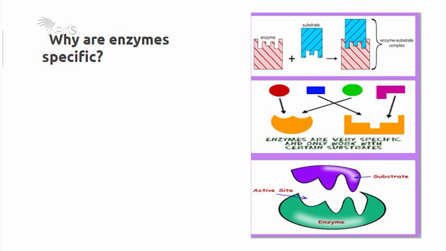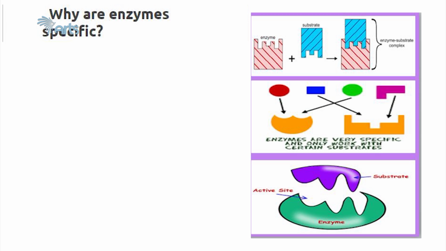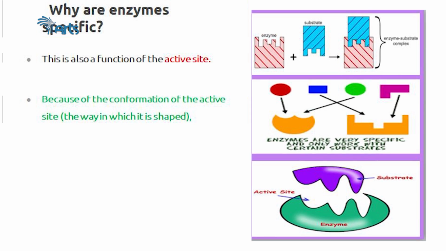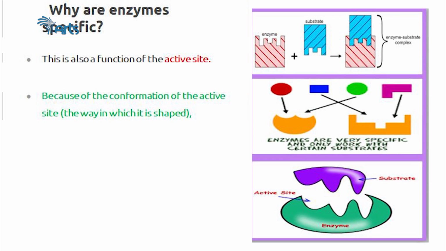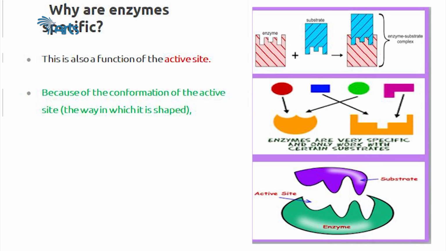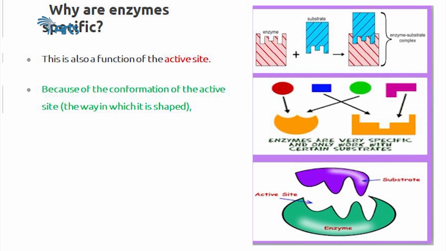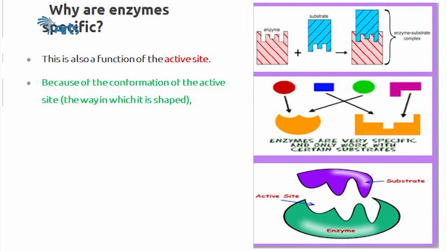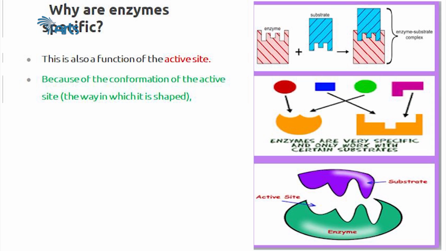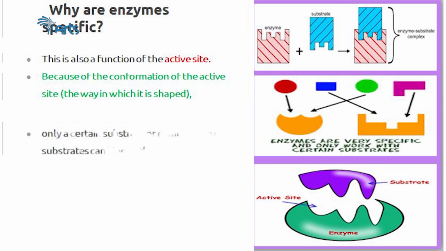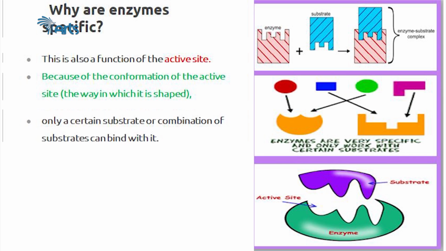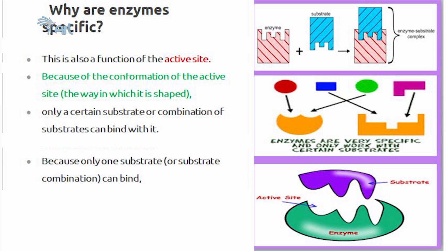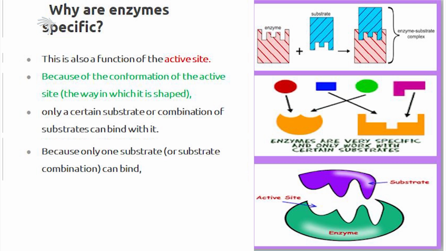Why are enzymes specific? The answer to this question is very simple. This is also a function of the active site. Numerous enzymes have their own specific active site, so they are called specific. Because of the conformation of the active site, the way in which it is shaped, only a certain substance or combination of substances can bind with it. Only one substrate or substrate combination can bind at a time, so enzymes are specific.